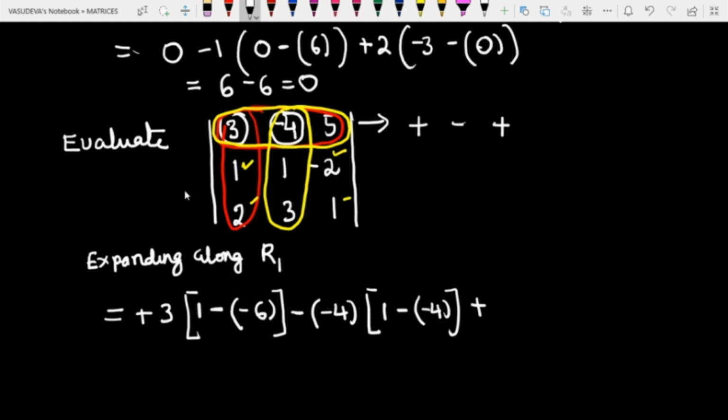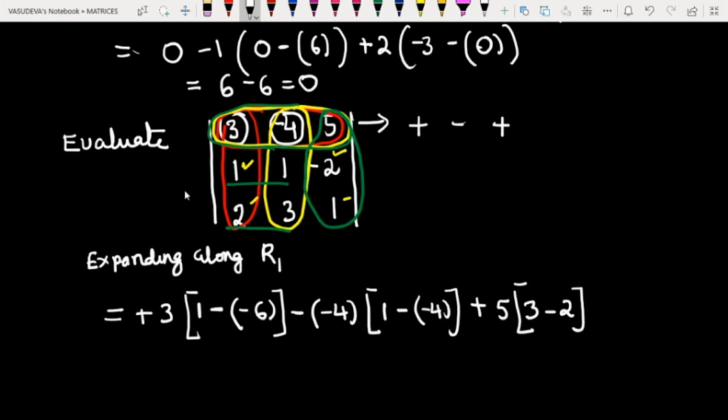Now plus, the remaining element is 5. 5 lies in the first row and the third column. So the determinant of the remaining elements is 1, 1, 2, 3. Taking that, 1 into 3 is 3, minus 2 into 1 is 2.